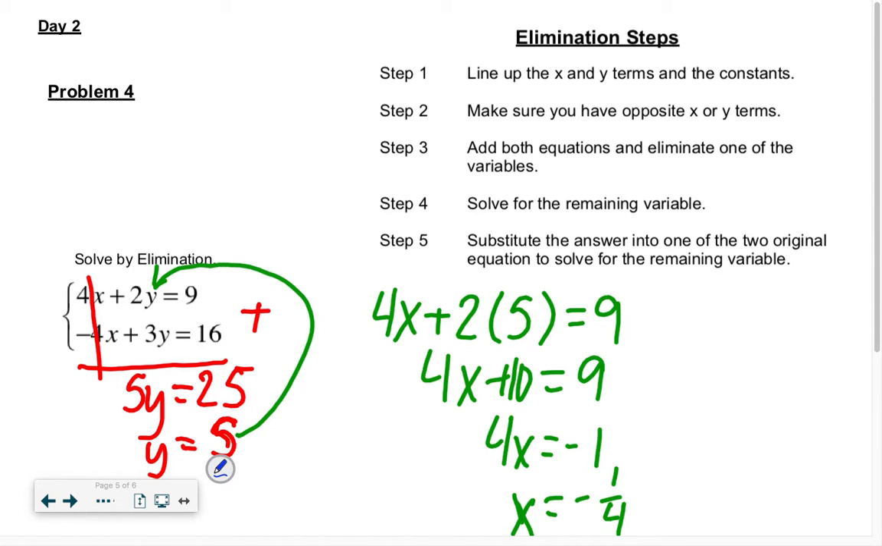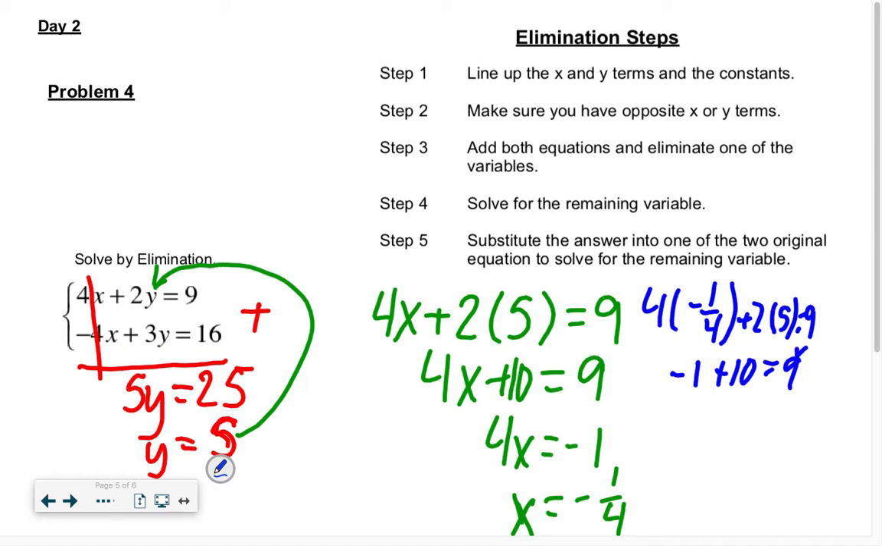Alright, let's plug in the top one. We got 4 times negative 1/4 plus 2 times 5, and I want that to be 9. 4 times negative 1/4 gives me negative 1. 2 times 5 gives me 10. It is 9. Am I done?